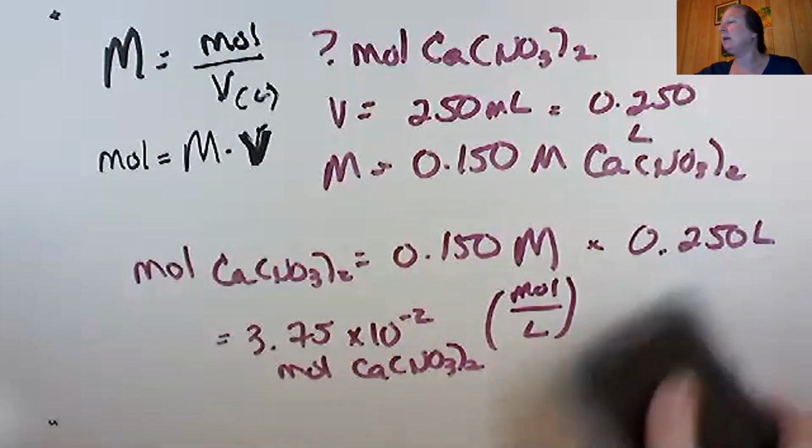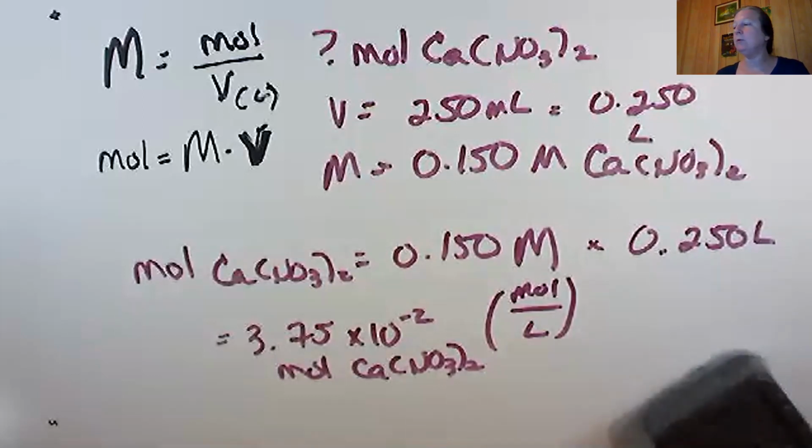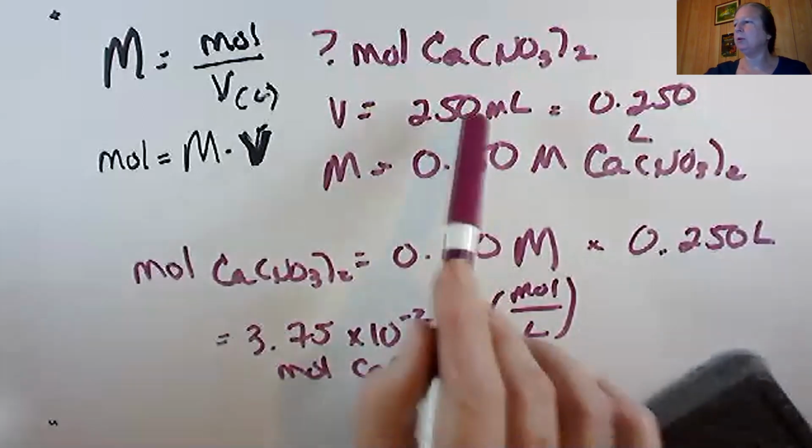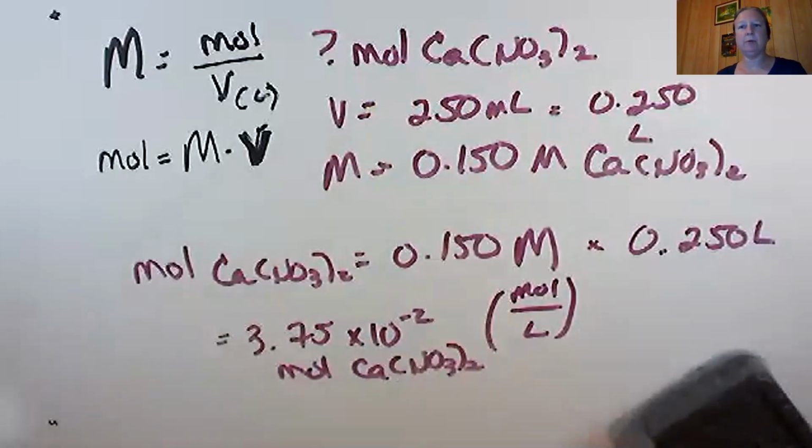And then if I'm making this in the lab, I will now do a conversion from moles to grams of this. So that's what I go weigh out. I put it in my flask. I bring the water up to 250 mils. Voila, I have my solution. So this is real world stuff. We do this all the time.